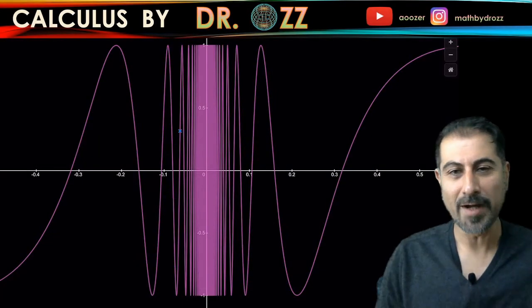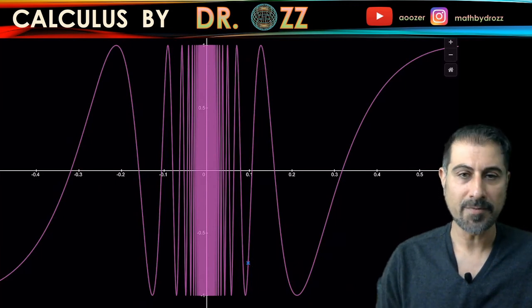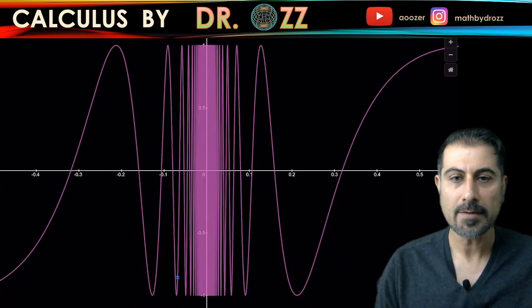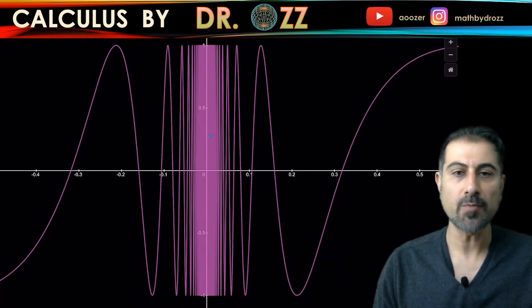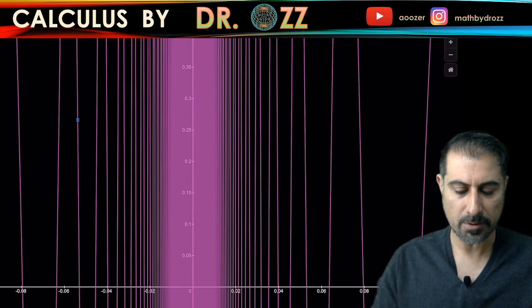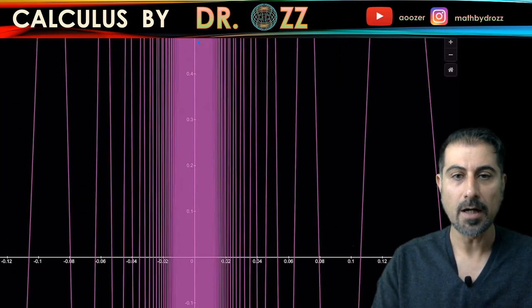All right, here's the graph of sine 1 over x. Sine, by the way, takes values between -1 and 1. We know it from trig. And as you see, this blue dot moves between -1 and 1. In other words, it oscillates between -1 and 1. And as I get closer and closer, as you see, the fluctuations are increasing.